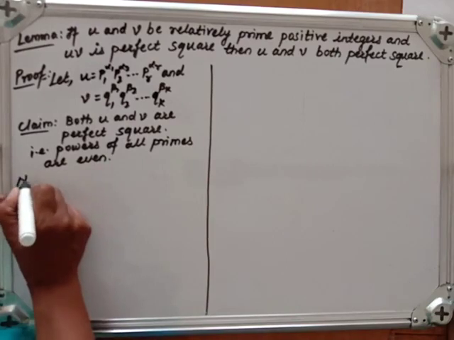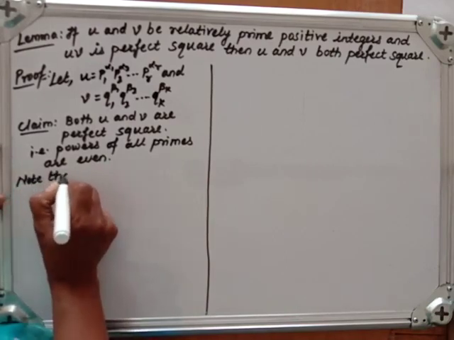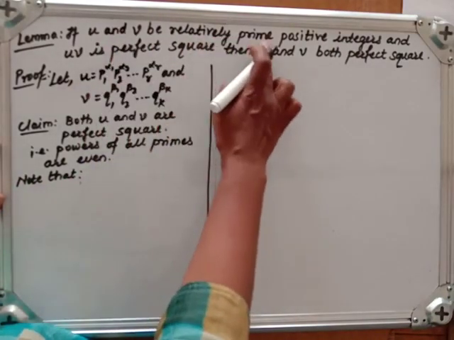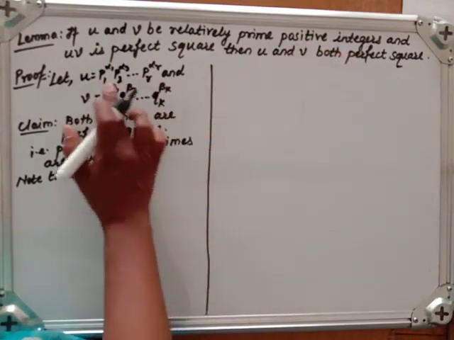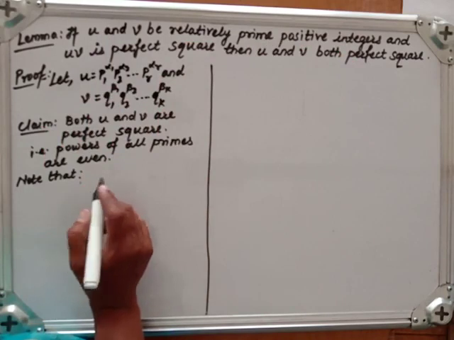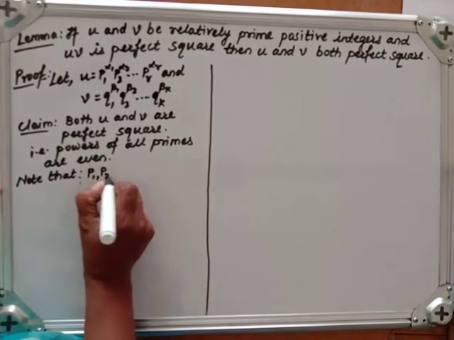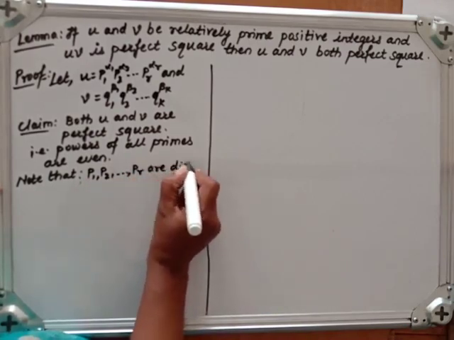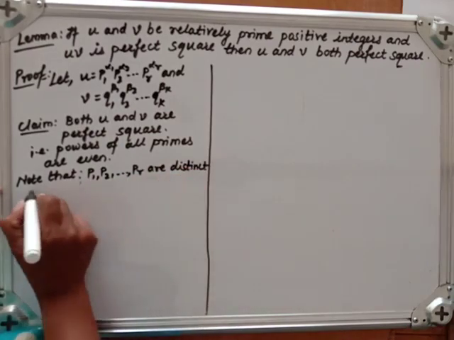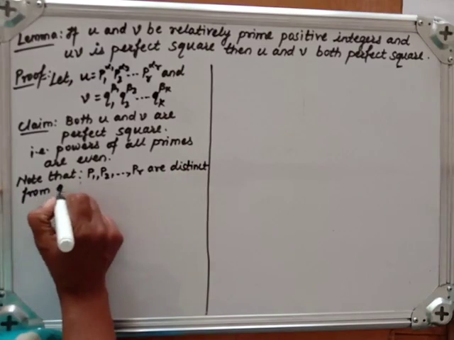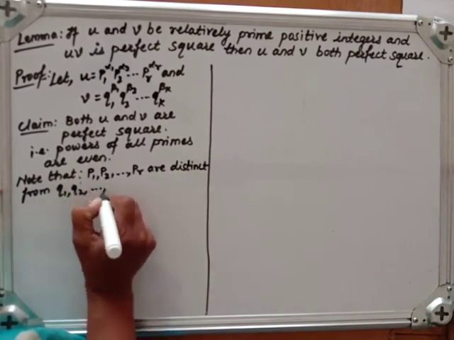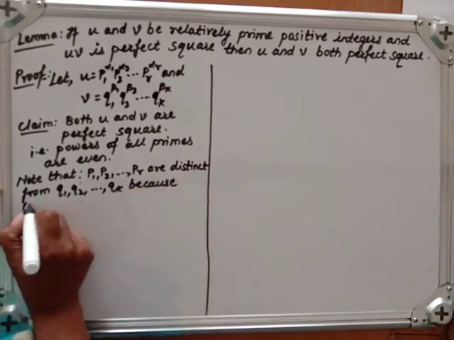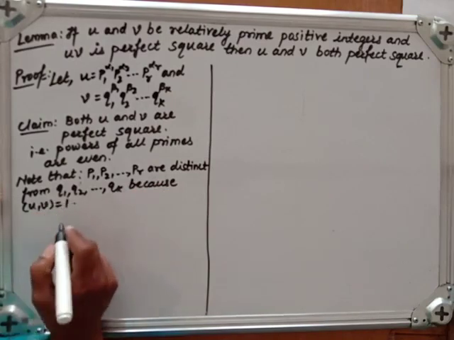So now note that here, as U and V are relatively prime positive integers, the prime factorizations of U and V are different. That is, P1, P2 and so on up to PR are distinct from Q1, Q2 and so on up to Qk, because U and V are relatively prime.